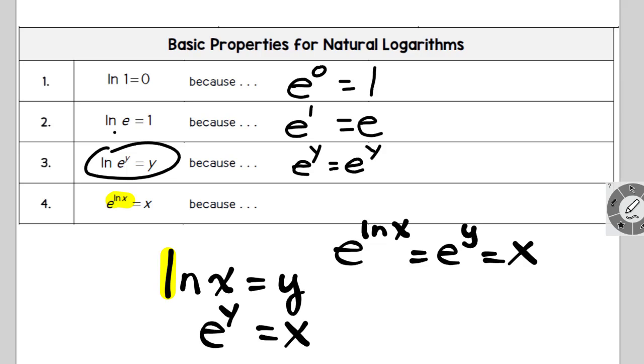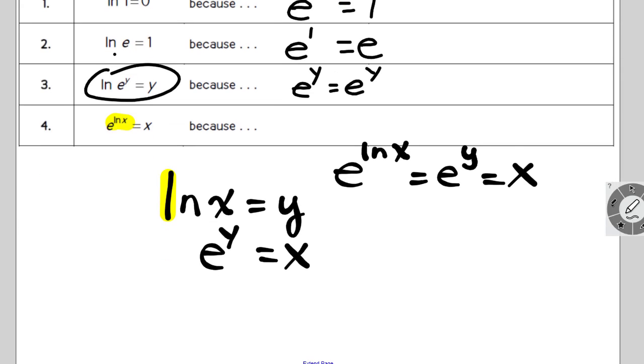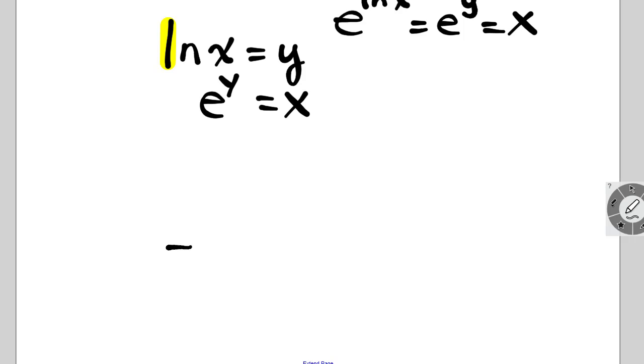Okay. As far as a real example, if we said e to the natural log of 2, okay? Yeah, they cancel each other out. We just get 2. That's the end result of it.